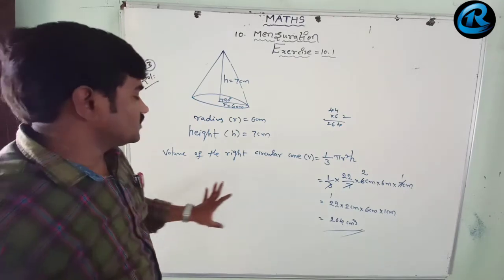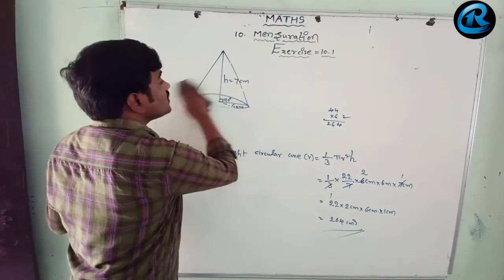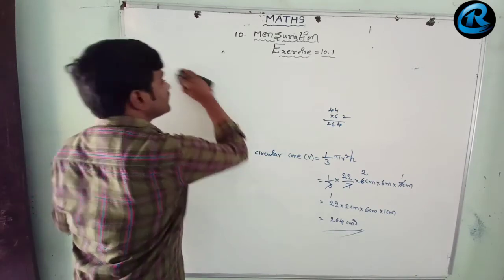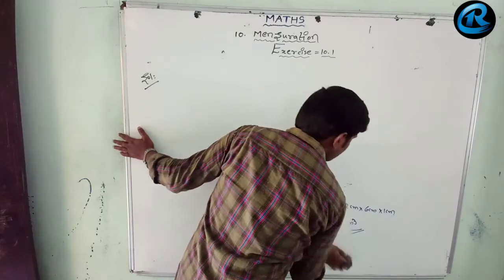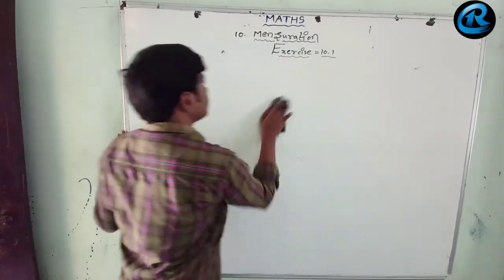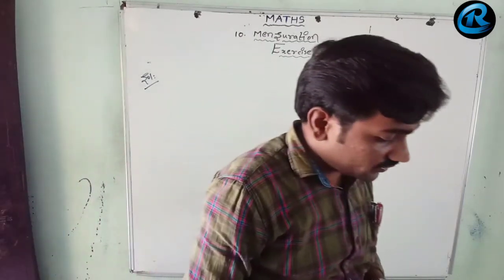And this is the solution, children. Therefore, the volume of the right circular cone with the radius 6 centimeter and height 7 centimeter is 264 centimeter cube. Units also play a main role here. You have to write the units also.